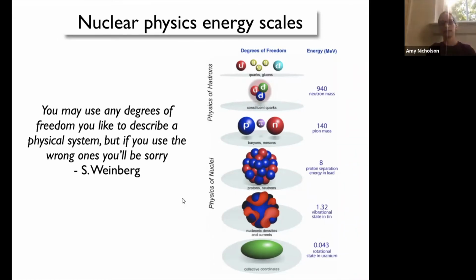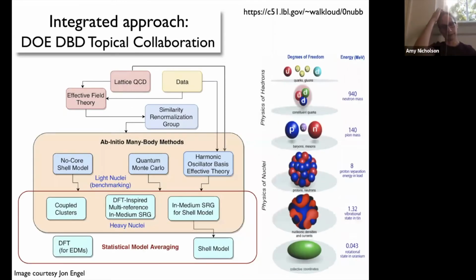So lattice QCD doesn't work on its own. This is a slide taken from John Engel for a DOE topical collaboration that we have looking at double beta decay. And you can see that we use many different techniques looking at these different energy scales that use different degrees of freedom. And we use multiple techniques for a given energy scale even, and they all feed into each other. So lattice QCD starts up here at the top. You can think of lattice QCD as being kind of equivalent to data because it's just coming from the theory directly. And those feed into different methods that use the correct degrees of freedom for a given energy scale.